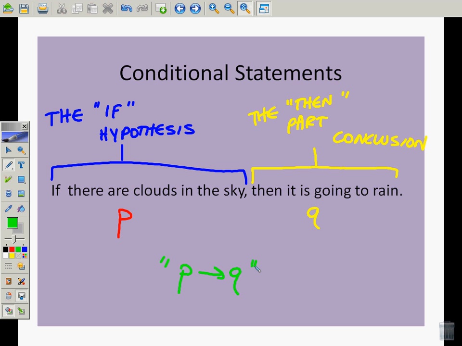We read it if P then Q. Okay? So it's important to remember that the if and the then are separate from the P and the Q. Okay? So this part and this part are actually just there because they're helping us call it a conditional. So actually, the hypothesis is there are clouds in the sky. The conclusion is it is going to rain. Okay? That's an important distinction to make.